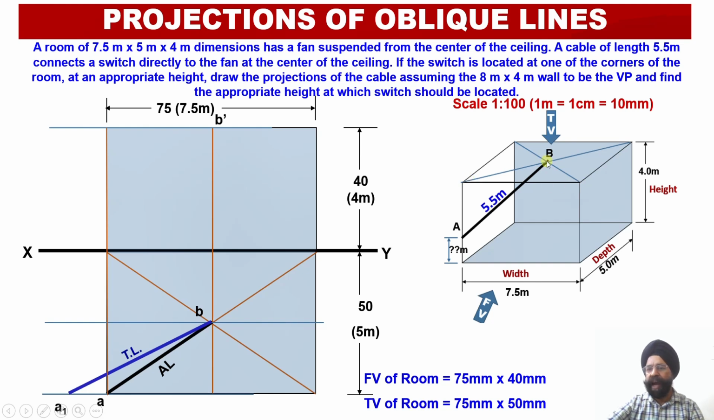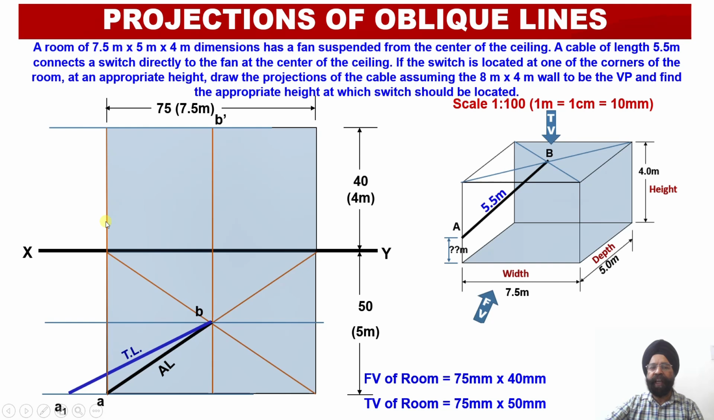So if I project this point B in the front view, I will be able to obtain this point B dash over here. Please check. Point B will be projected in the front view because I know the location of this point B in the ceiling. This is the point of suspension of the fan, which is lying at the center of the ceiling. So the center of the ceiling has been located, and corresponding to this at the ceiling, point B dash has been located.